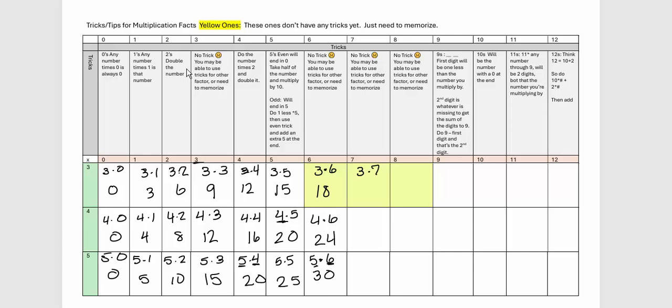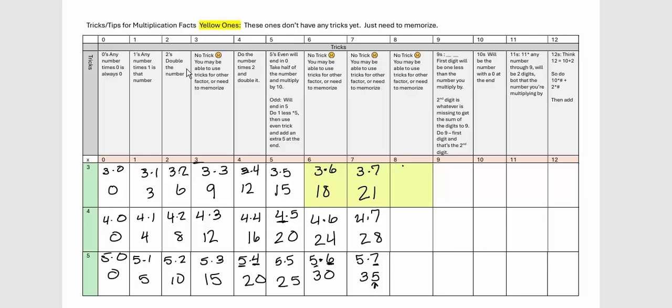3 times 7, this is one of those ones we're just going to work on memorizing. That's 21. 4 times 7. 2 times 7 is 14, double it is 28. 5 times 7. Well, this is odd, so let's do 5 times 6, which is 30. And the reason why I knew that is because half of 6 is 3, and that's 30, and then add another 5, so it's 35. And if you're not sure, you can also be like, okay, 5 times an odd, my last digit is supposed to be odd. It's supposed to be a 5.